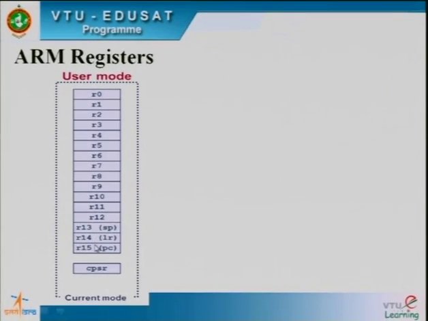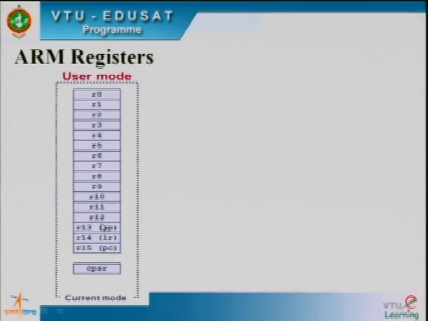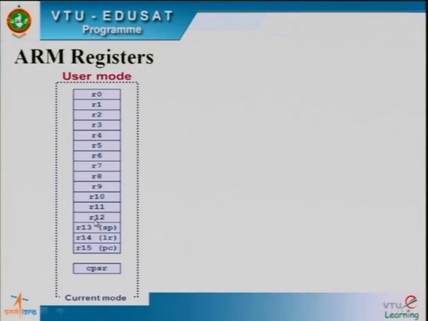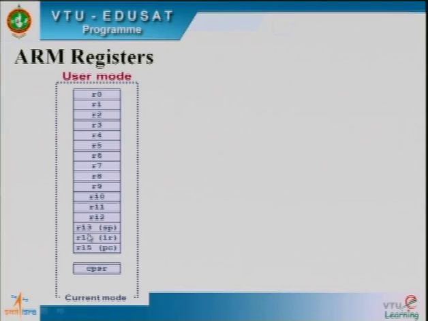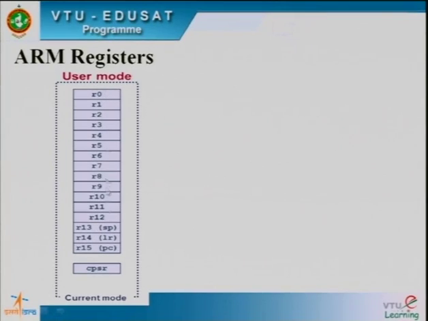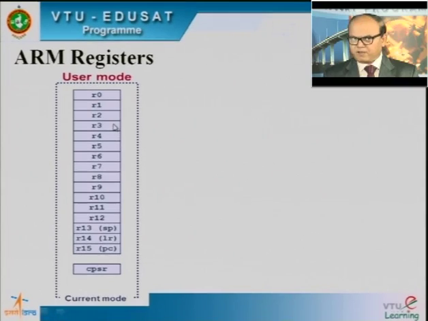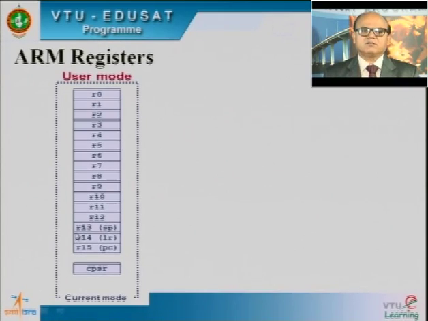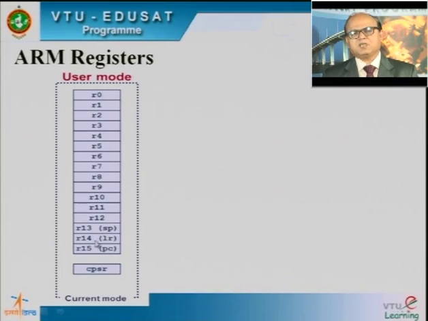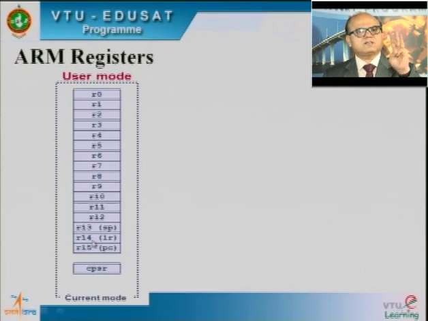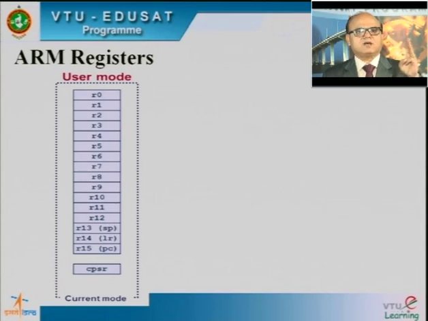Rather, for R13 and R14, instead of this register, we may have two different registers which are dedicated only to that particular mode of operation. Now, though I said R0 to R15 are general purpose registers available in the user mode, we still have the last three registers, that is R13, R14 and R15. These are the three registers which I call the specialized registers.